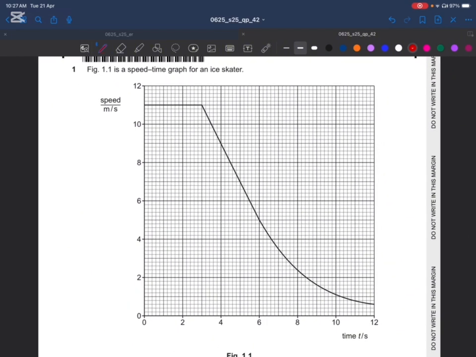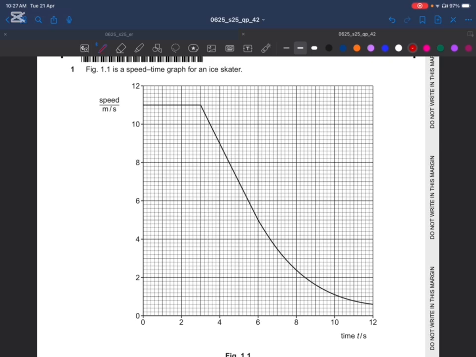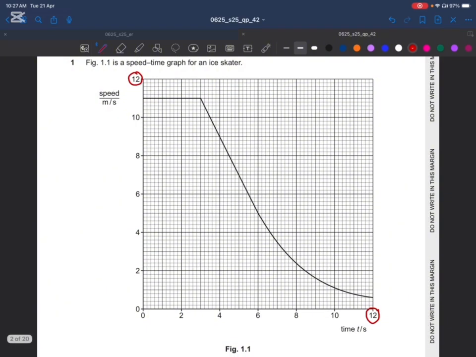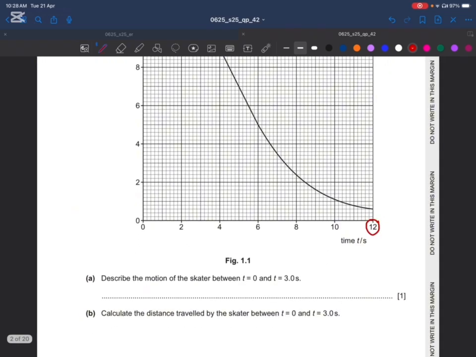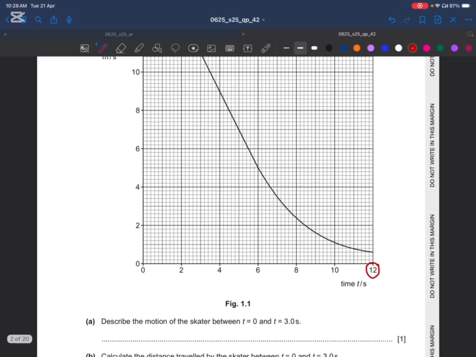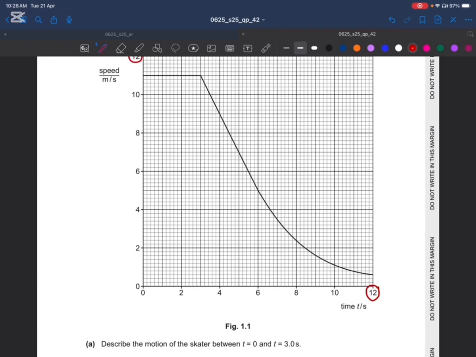So here you have the speed time graph. Speed is given up to 12 and the time is given again 12 second, 12 meter per second, and on the x-axis you have 12 second. Describe the motion of the scatter in between time t is equal to 0 to time t is equal to 3 seconds. So simply you can say that here we can draw a line, and this line is telling us that this is the time which they are mentioning here, 3 seconds.